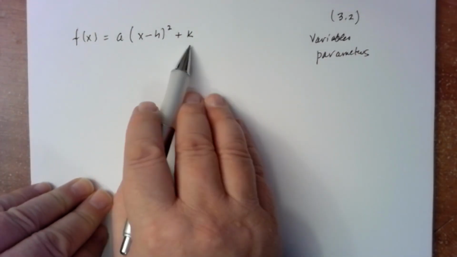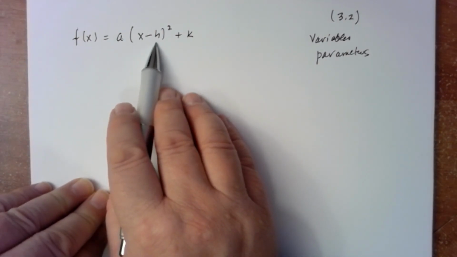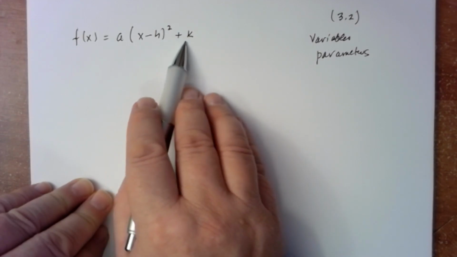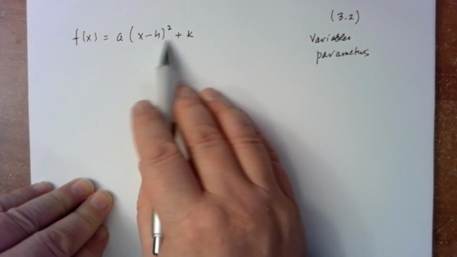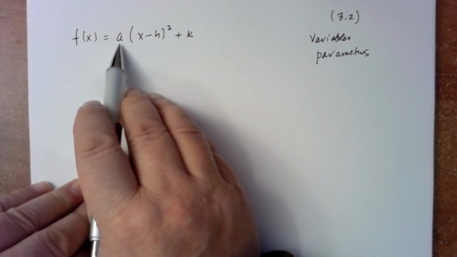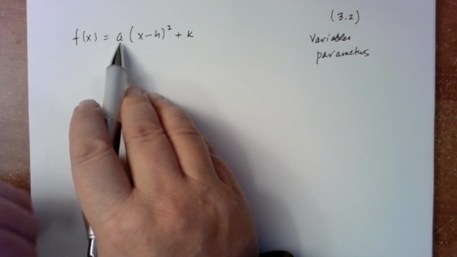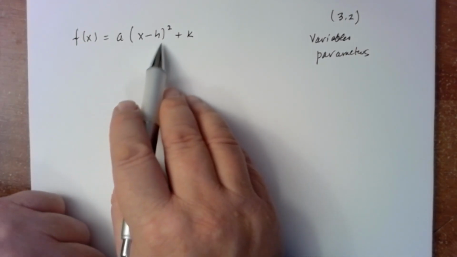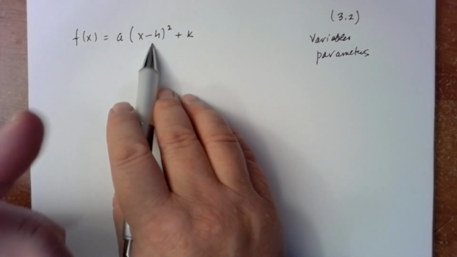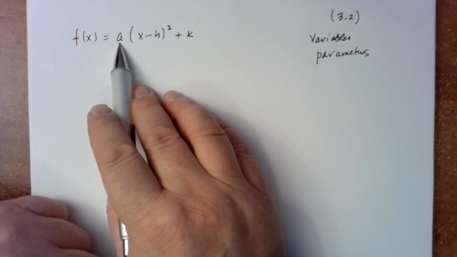Because in this example, do you recognize the form? This is a parabola, and the parabola is centered at the coordinate (h, k). And so you can think of the (h, k) as controlling the location of the vertex. And then what does the a do? If the a is positive, the parabola will open up, and if the a is negative, the parabola will open down. So you can think of h and k as being control parameters for the location of the vertex of the parabola, and then a is controlling whether the parabola opens up or down.